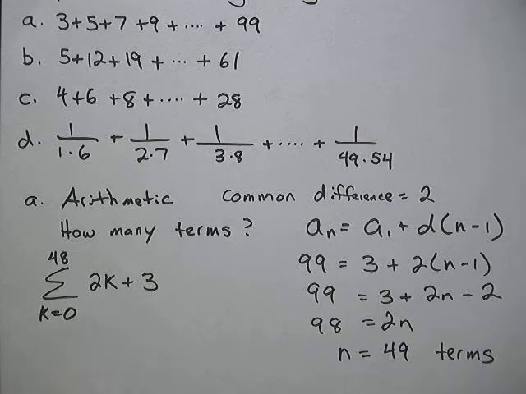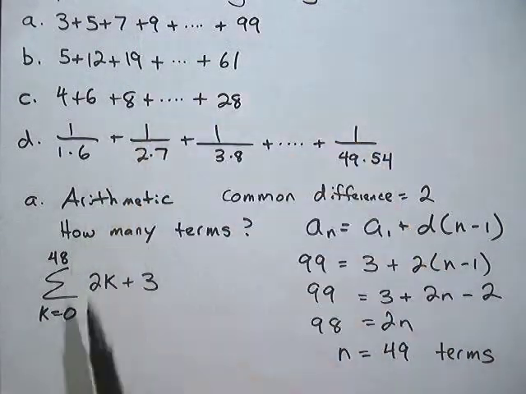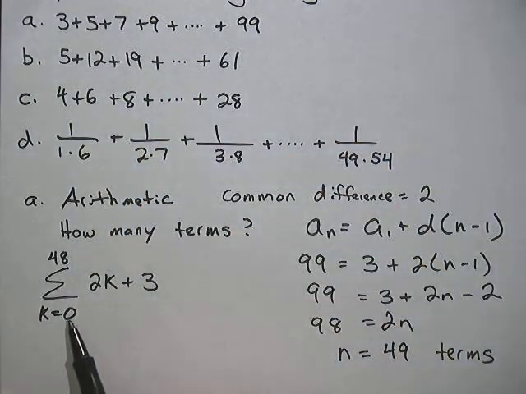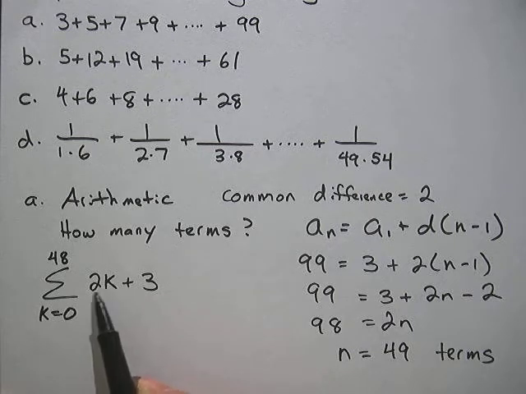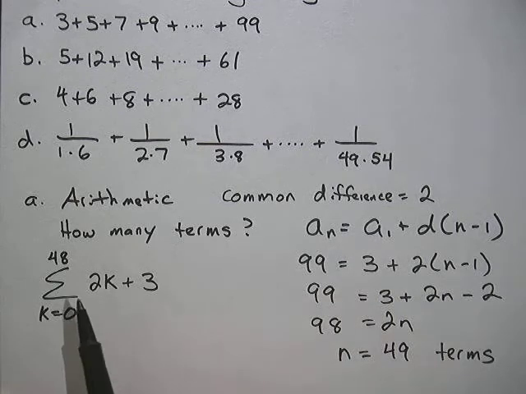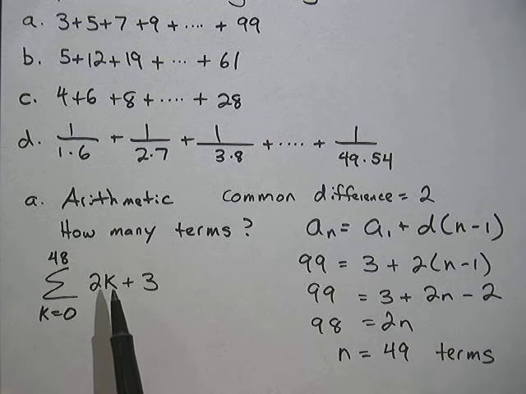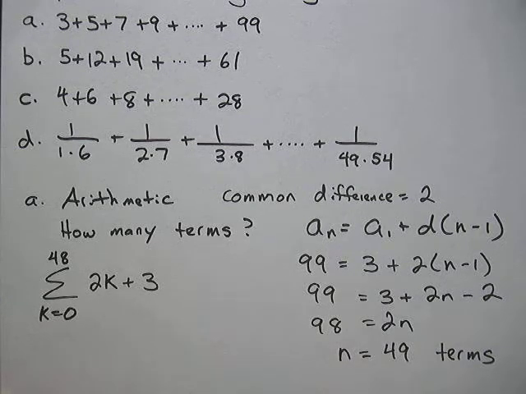And you can test this out. Just plug in like the fourth term. The fourth term should give us 9, right? So if you want our fourth term, that's k equals what? 3, right? So we plug in a 3. 2 times 3 is 6, plus 3 is 9. Okay, or you can plug in our last term, see if you get 99. So 48, you plug it in here. 48 times 2 is 96, plus 3 is 99.